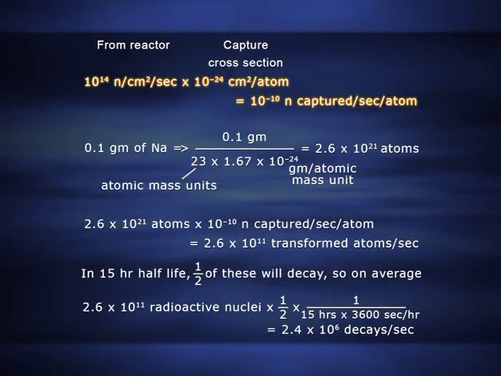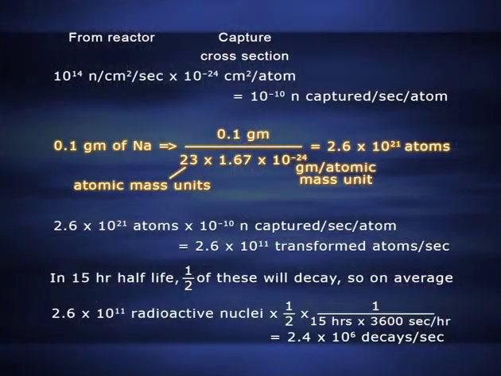Let's say we have 10 to the 14 neutrons per square centimeter per second coming out of our reactor, and a cross-section of only 10 to the minus 24 square centimeters per atom. That means for each individual atom, even with 100 trillion neutrons being fired at it, there's only one chance in 10 to the 10 of the neutron actually being captured.